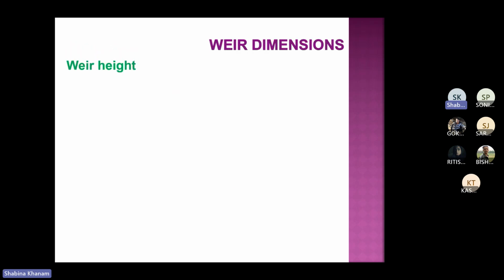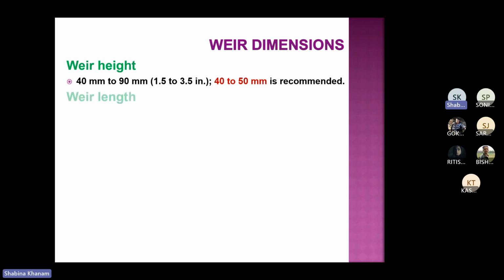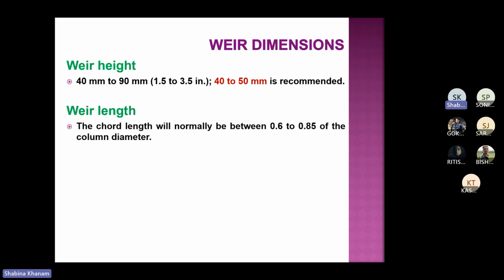So when we consider weir dimension, number one, weir height we need to consider. And how to choose that weir height? From 40 to 90 mm, 1.5 to 3.5 inches. This is the complete range. However, the more recommended value is 40 to 50 mm.